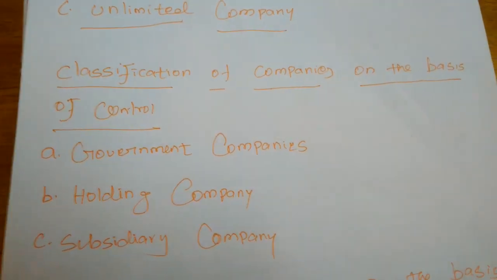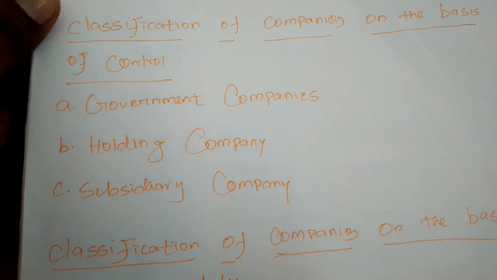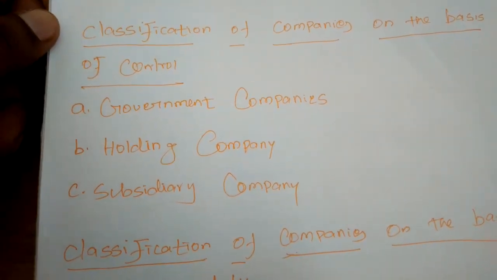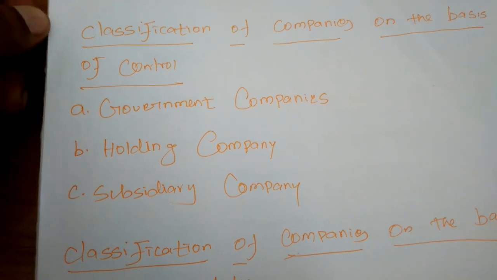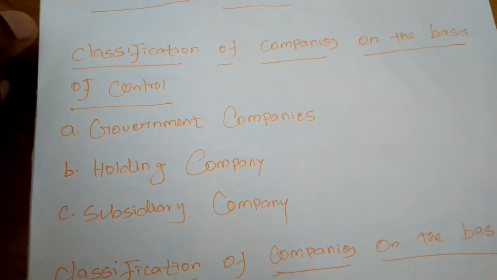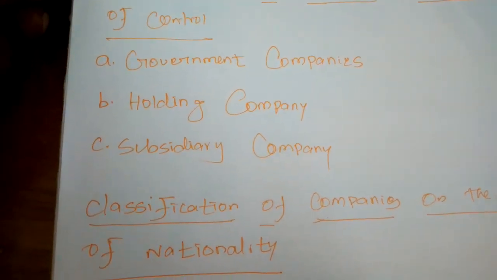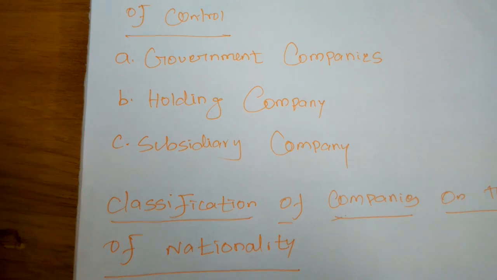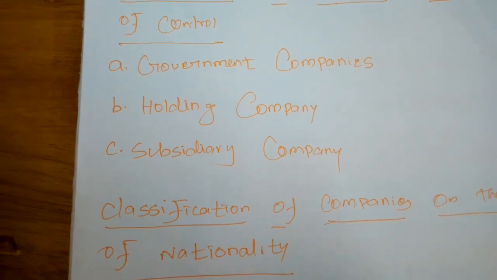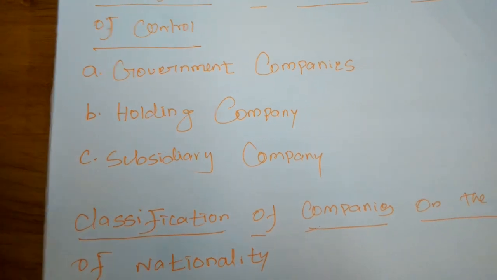Next, classification of companies on the basis of control. On the basis of control, who has the power of control, we can classify the companies into three types. First one is the government company. The public enterprises incorporated under the Indian Companies Act 1956 are called government companies.